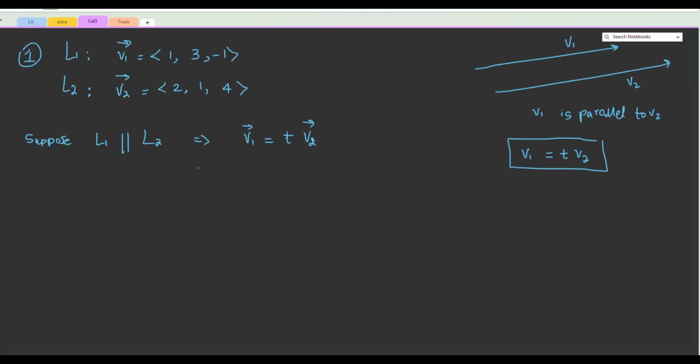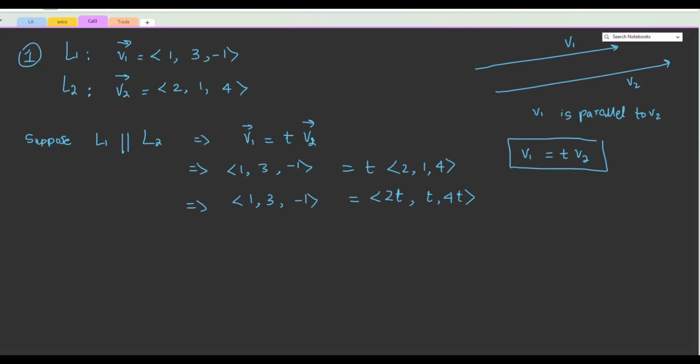If we substitute the values of these vectors in this equation, we get the following: (1, 3, minus 1) equals t multiplied with (2, 1, 4). Now we can multiply this t inside the vector, which gives you (2t, t, 4t). We know from our previous knowledge that if two vectors are equal, then their corresponding components should be equal. So what does it mean?